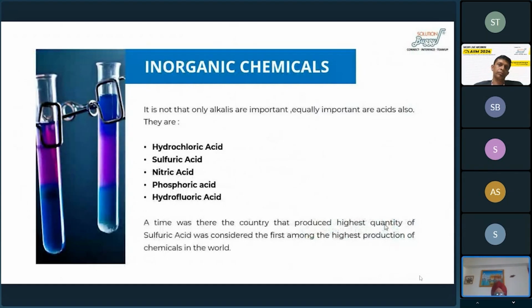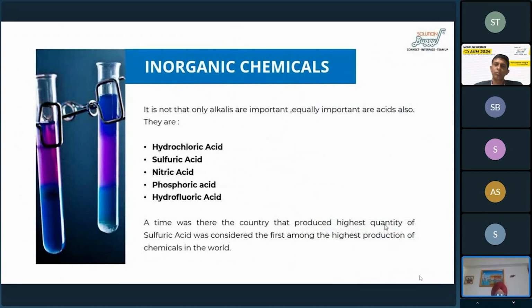Now I said that alkalis are there, and large-scale alkalis are produced in India. Similar is the case with hydrochloric acid, sulfuric acid, nitric acid, phosphoric acid, hydrofluoric acid. All these are important acids, and one time it was said that the country producing the highest quantity of sulfuric acid is at the top of the chemical producing industry. So that is why all these acids are required.